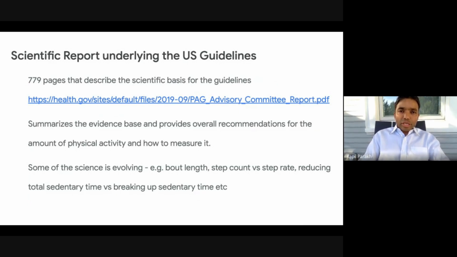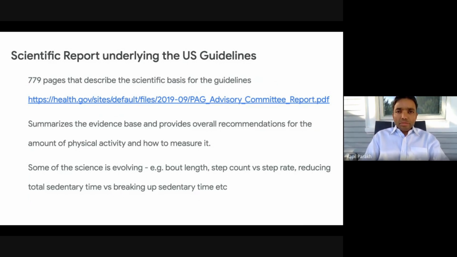Now, while this is a fairly comprehensive report, we also understand that some of the science is still evolving. So for example, something called bout length is a concept that has evolved over time. In the past, it was thought that you needed at least 10 minutes of activity for it to count towards cardiovascular or health benefits. Now, the understanding is much more that every little bit counts, and it's not necessary to focus on the bout length.